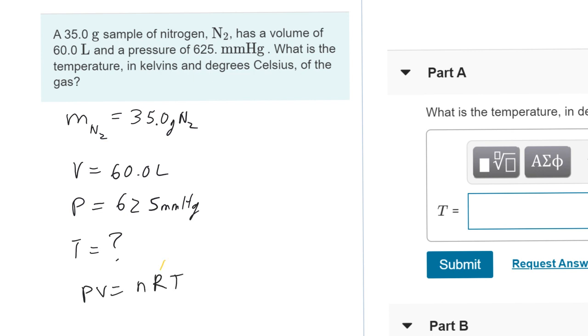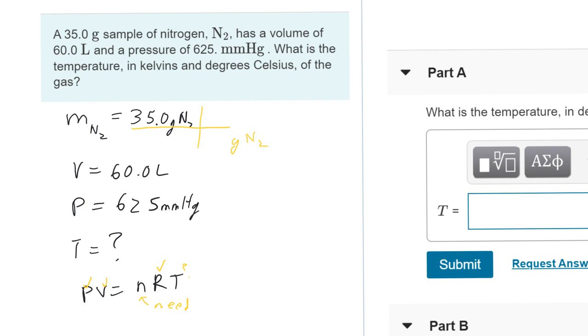Well, I know my gas constant, memorize that. I'm wanting to solve for my temperature, so I'm good there. They gave me a pressure and they gave me a volume. But I need a number of moles in order to work this problem. Well, where can I get a number of moles? They gave me grams. And you can do grams to moles in your sleep at this point. So let's convert 35 grams of nitrogen to moles of nitrogen.